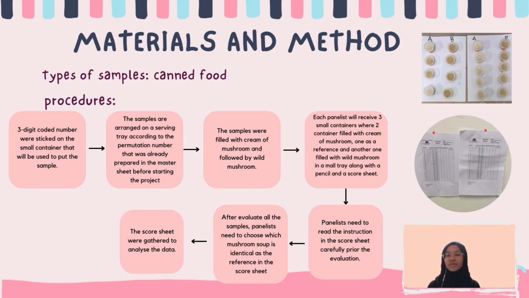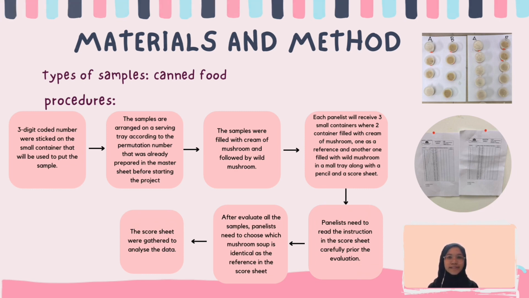Then the containers are filled with cream of mushroom, followed by wild mushroom. Each panelist will receive 3 small containers, where 2 containers are filled with cream of mushroom, with one acting as the reference, and another one filled with wild mushroom, on a small tray along with a pencil and a score sheet. Panelists need to read the instructions in the score sheet carefully prior to the evaluation. After evaluating all the samples, panelists need to choose which mushroom soup is identical to the reference and write it in the score sheet.